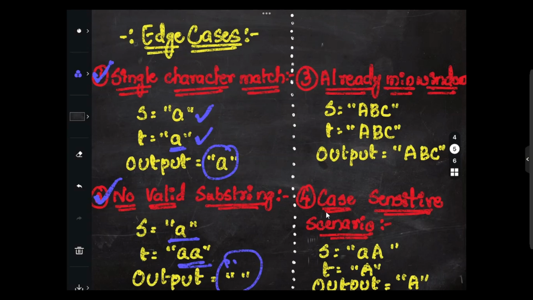If it is impossible to find this one valid substring, then we have to return an empty string as output. So we'll return an empty string as output. Let's move on with the third edge case here.